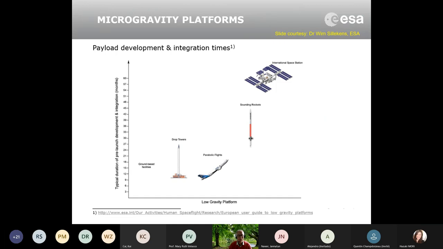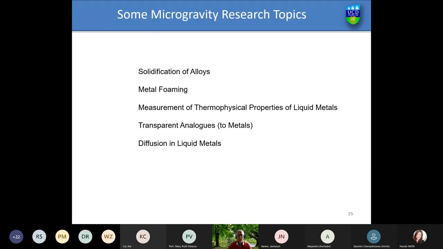Depending on the platform, there are different lead times to getting an experiment from, if you like, a blank sheet to a flight, starting with drop towers, parabolic flights, sounding rockets, and the ISS. It would take about 5 years to go from getting your ideas together to having an experiment running on the ISS. So some relevant topics I'm going to discuss relate to solidification of alloys, metal foaming, measurement of properties of liquid metals, transparent analogs to metals, and diffusion in liquid metals.